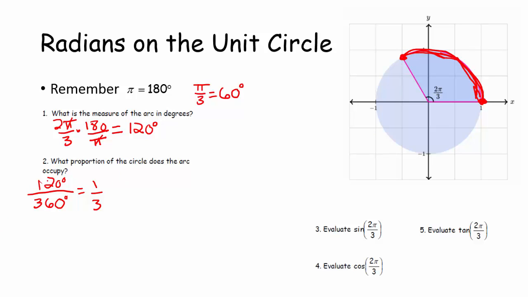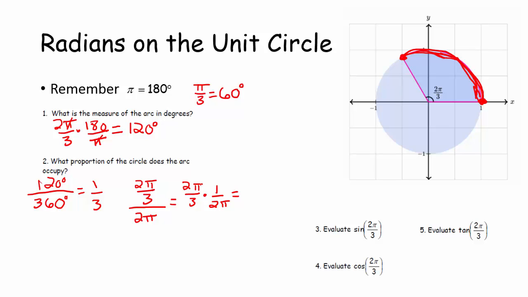Could have also done this computation by using the radian measurement. So if we have that the arc is 2 pi over 3 radians, we could divide that by the number of radians in one lap around the circle, which is 2 pi radians. And I could simplify that by taking the numerator 2 pi over 3 and multiplying it by the reciprocal of the denominator, which would be 1 over 2 pi.